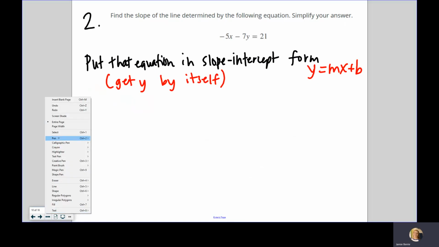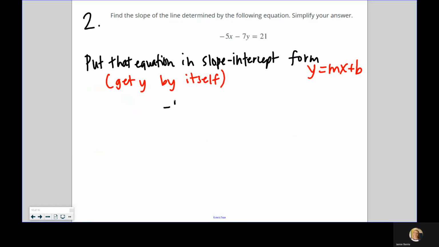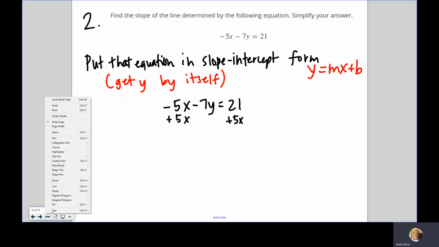So let's get to work on our equation. -5x minus 7y equals 21. I'm trying to get y by itself. So first thing I need to take care of is I'm just going to add 5x to both sides. Since my slope-intercept form has the x in the front, I'm going to write it in the front. I don't know why I wrote 51 there. A little bit out of it today since I've been sick.